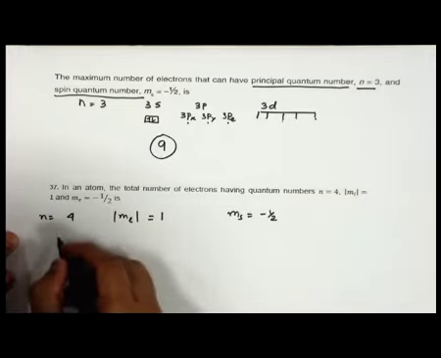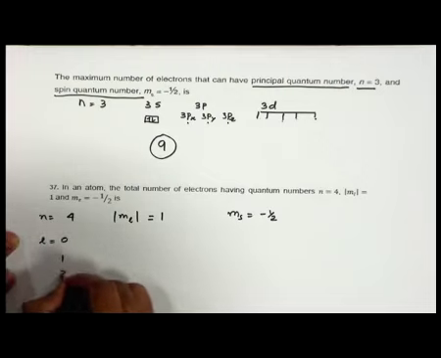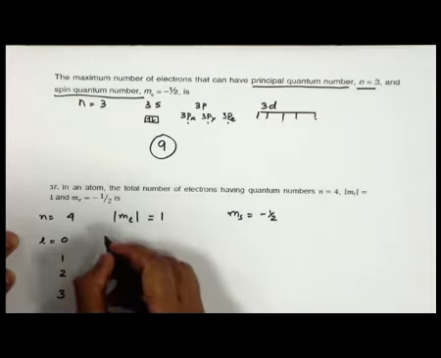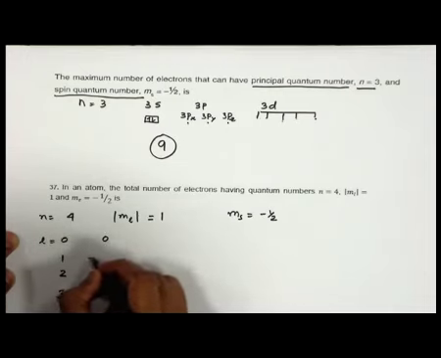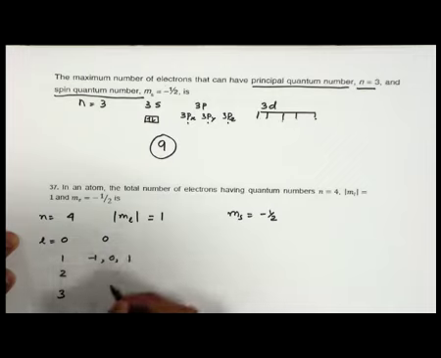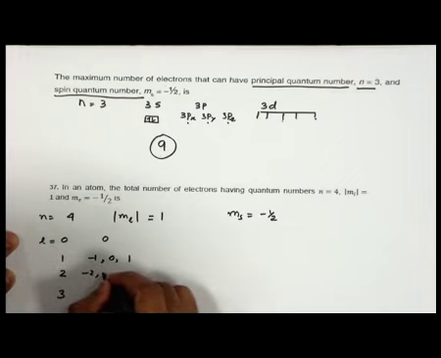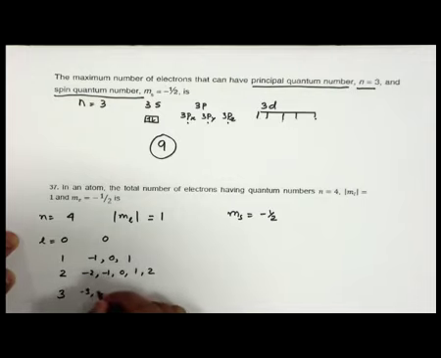When n is 4, I can have L as 0 or 1 or 2 or 3. When L is 0, the value of ml is only 0. When L is 1, values of ml are -1 or 0 or +1, because I know that it goes from -L to +L. When L is 2, I can have m values -2, -1, 0, +1, +2, and similarly -3, -2, -1, 0, 1, 2, 3 when L is 3.